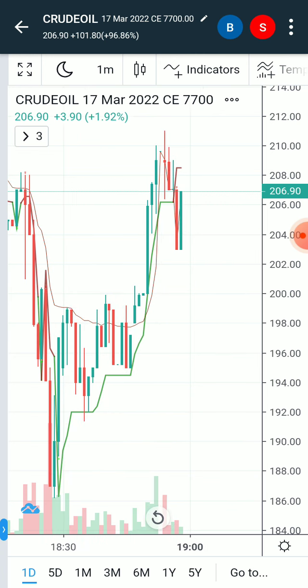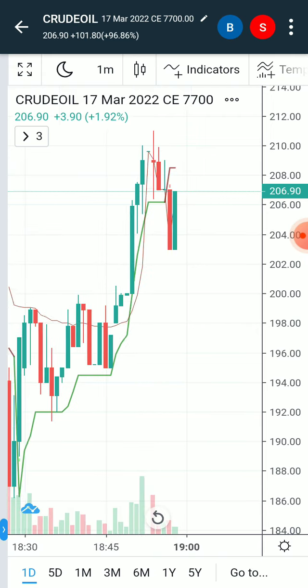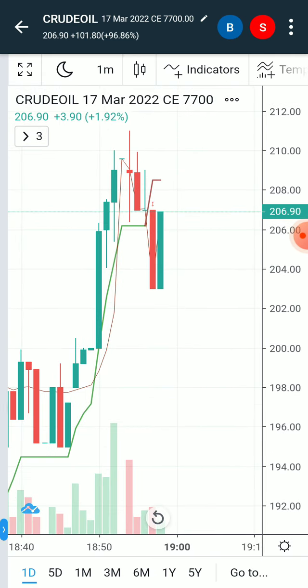I will just look for the other entry point. There is no entry point over here, but if it crosses 212 point, then we can surely make an entry.